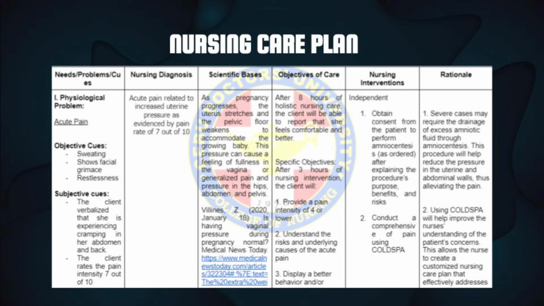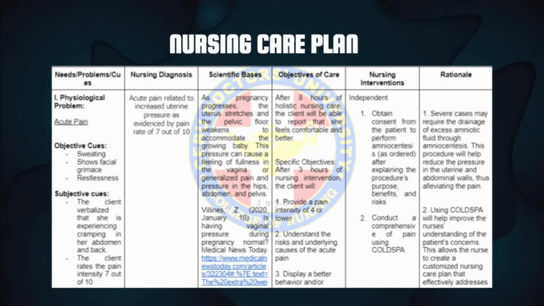Now for the nursing care plan. For the needs, problems, and cues, we have physiological problem, acute pain. The objective cues are sweating, shows facial grimace, and restlessness. The subjective cues are the client verbalized that she is experiencing cramping in her abdomen and back. The client rates the pain intensity 7 out of 10. The nursing diagnosis is acute pain related to increased uterine pressure as evidenced by pain rate of 7 out of 10.